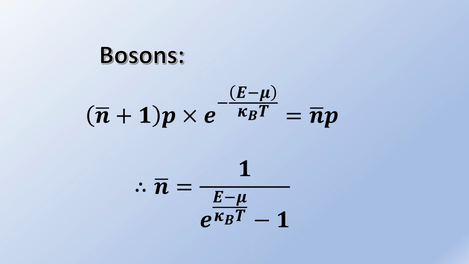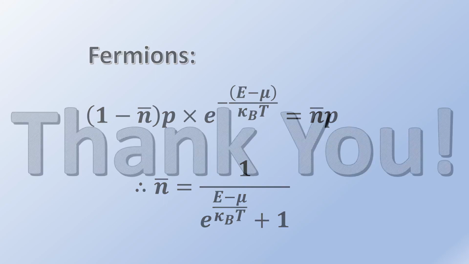The corresponding calculations for bosons go as shown. We see that more particles are in the state of lowest energy than in the classical case. This forms the basis of Bose-Einstein condensates. And for fermions, the calculations yield this. We see that the expectation value is always less than 1, as we would expect. And so, we have seen how to analyze collections of particles in thermodynamic equilibrium. Thank you.